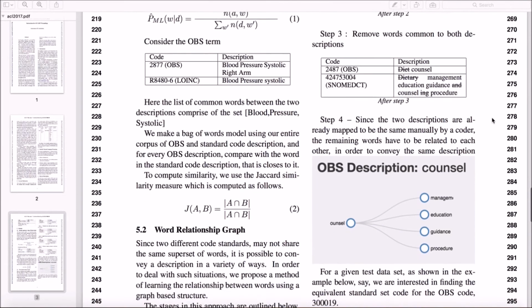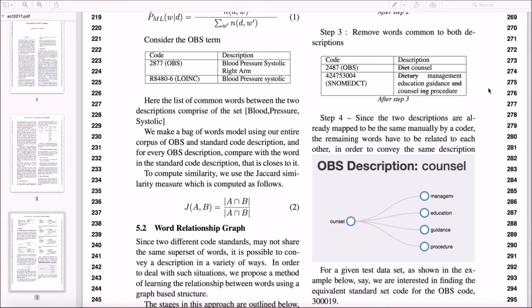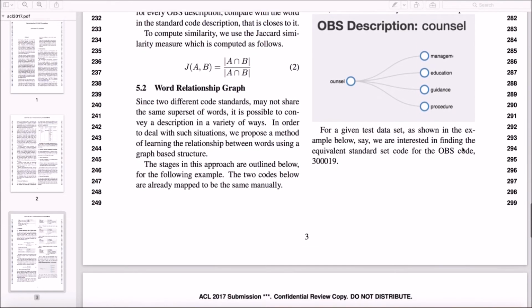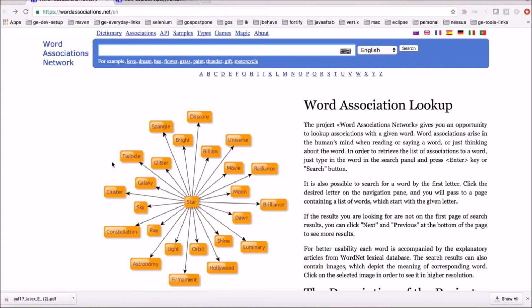The next step is to remove words common to both descriptions because since they're already present in both of the descriptions, we cannot establish a relationship between the two. So the word diet gets removed from both of the descriptions. This already puts us in a better state where we know that the word counsel is related to education, to guidance, to procedure, and to management. We then put in some research effort and found out about the word associations network, which given a word tells you the words that it's closely correlated to.